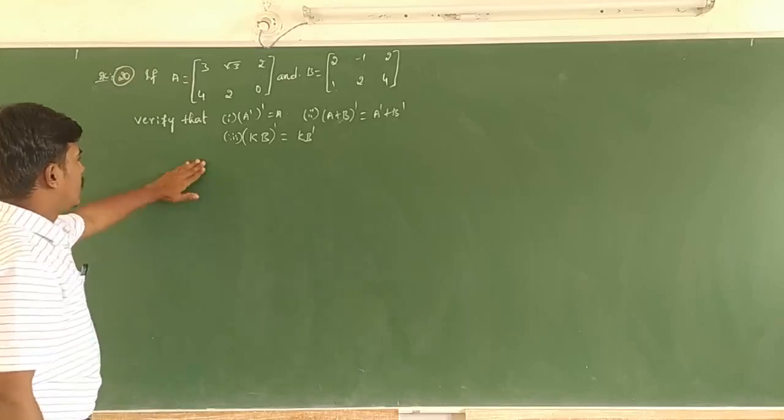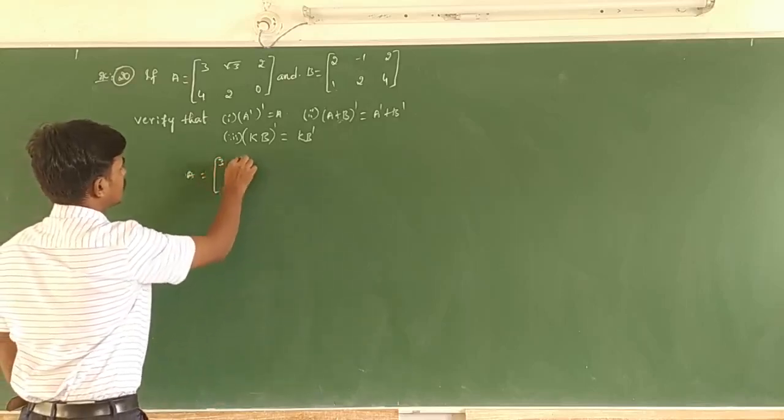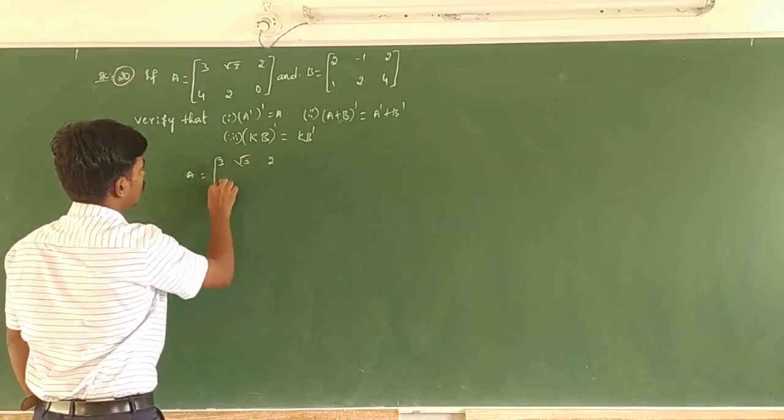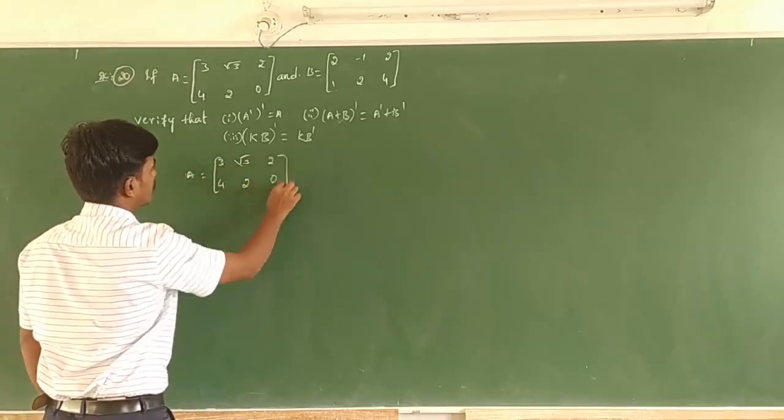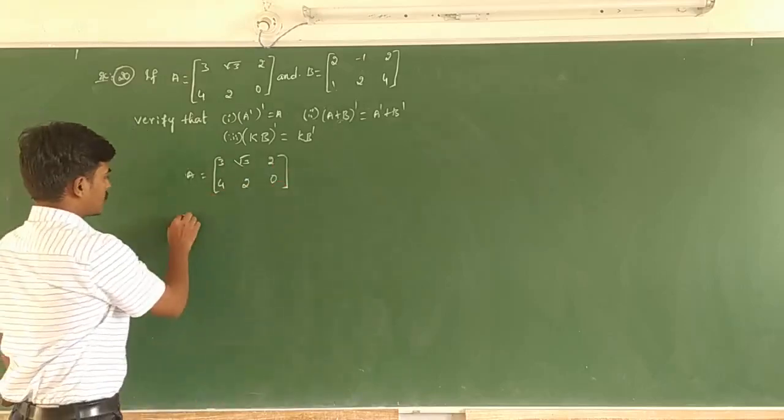Before that, I will take the matrix A. What have we been given? A is equal to the matrix with rows 3, root 3 and 4, 2, 0. We apply the transpose operation to this.